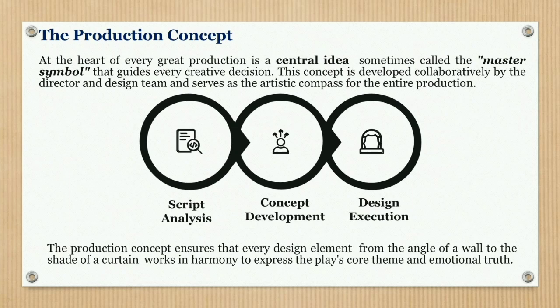Every masterpiece needs a blueprint. In theater, the blueprint is the production concept. This is the central metaphor or master symbol that guides every creative decision. It's the answer to the question, what is this play really about? If the director decides the concept of Romeo and Juliet is youth against a decayed world, the designer will create a visual that contrasts vibrant, colorful fabric for the lovers against a gray, crumbling industrial set.